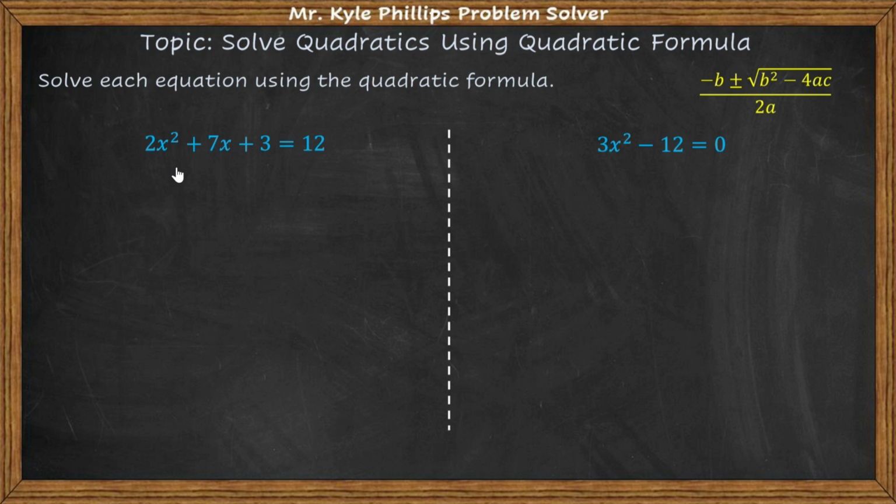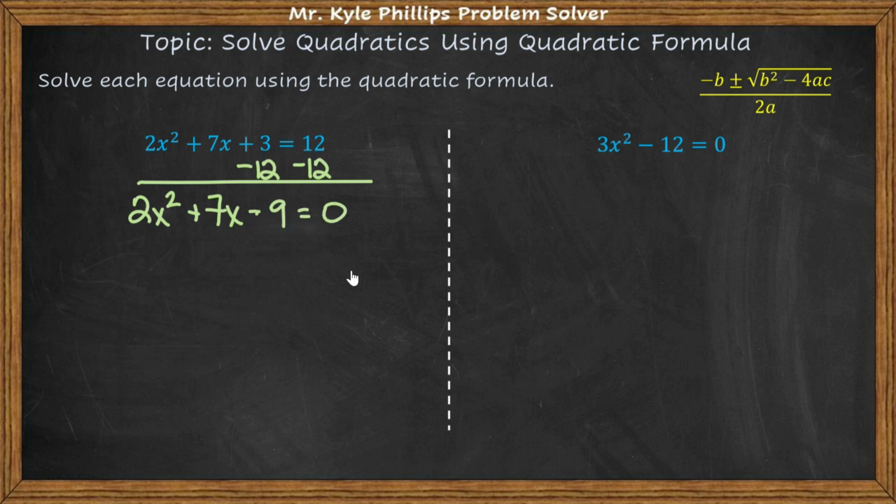Now, one main rule you want to remember when you're solving quadratics using the quadratic formula: the quadratic equation must equal 0. So in my first example here, this is an issue because I have 2x squared plus 7x plus 3. It does not equal 0. So what I'm going to do is take this 12 and bring it over here so that my equation can be equal to 0. Now I have 2x squared plus 7x, and then 3 minus 12 is going to give me negative 9, and this is going to equal 0.